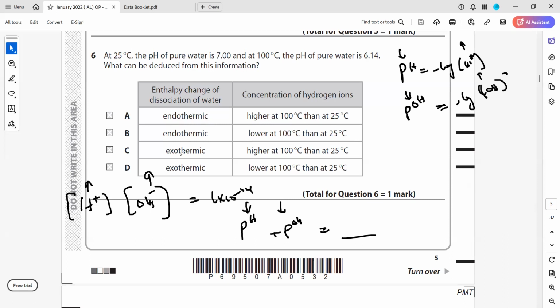Endothermic or exothermic? Endo. And is the concentration of hydrogen ion higher at 100? Yes, it will be higher, because if the pH is lower, the concentration should be higher. So A will be the right answer. So the dissociation is endothermic, because water won't dissociate unless we supply energy.